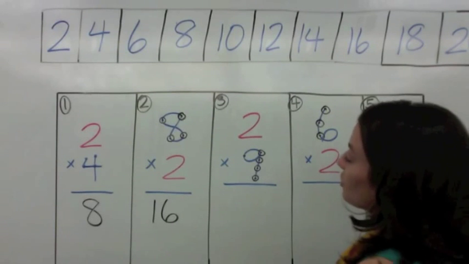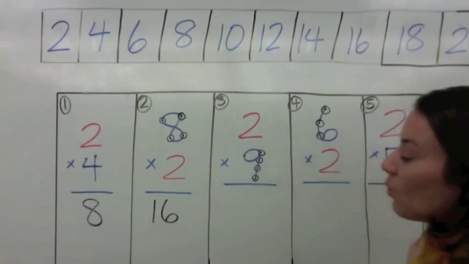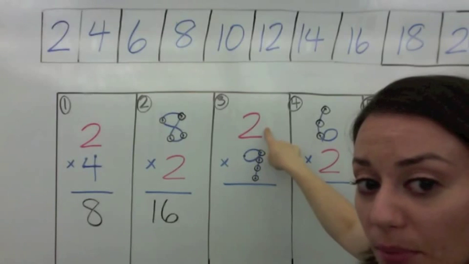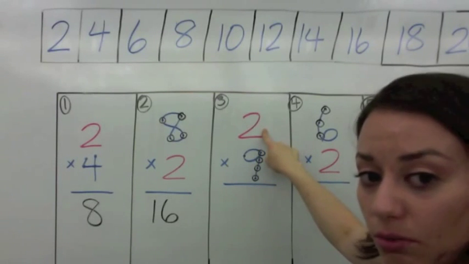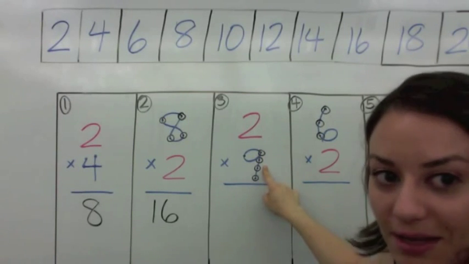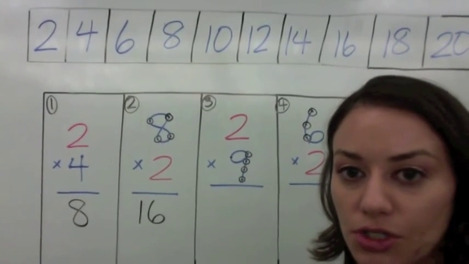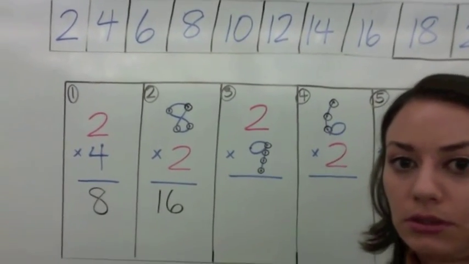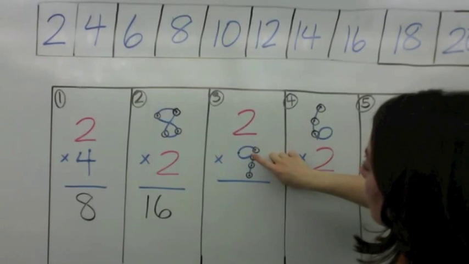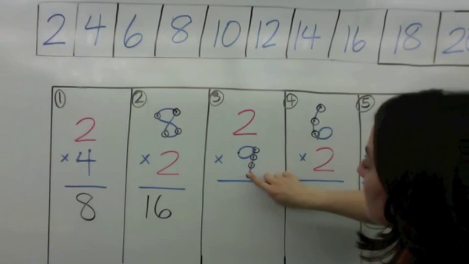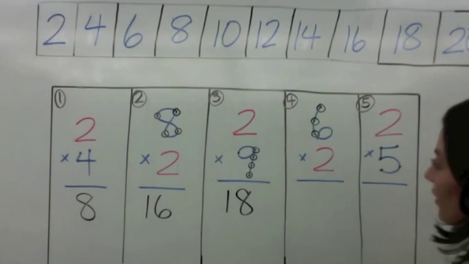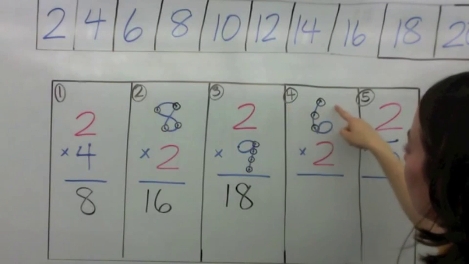Again, it doesn't matter if the 2 is on the top or on the bottom. What you have to do is look at what number does not have dots. It's the red number, right? What number does not have dots? 2. So this is saying skip count by 2. How many times? 9 times. So we're going to say, remember, 2, 4, 6, 8, 10, 12, 14, 16, 18. So what is 2 times 9? 18. Very good.